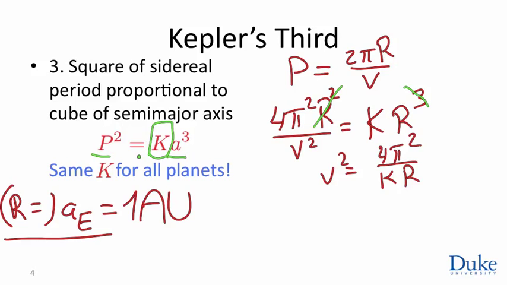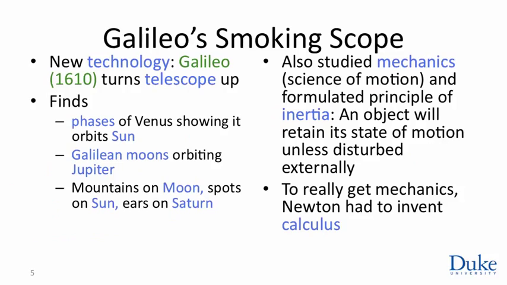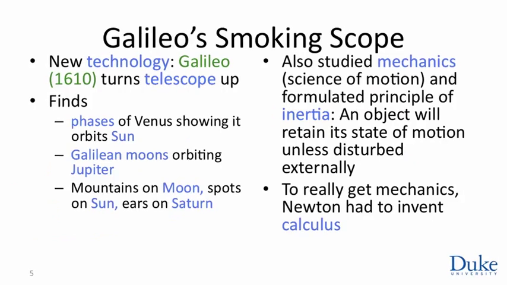Setting this aside for a minute, we have other progress. Galileo, about a year after Kepler obtains his laws, gets his hands on the newest technology, a telescope, a spyglass. And we don't know if he's the first to do it, but he was certainly the first to publish this and to become known for it. He used a telescope to look up in the sky. And he finds many exciting things when he looks up at the sky with this newfangled invention.